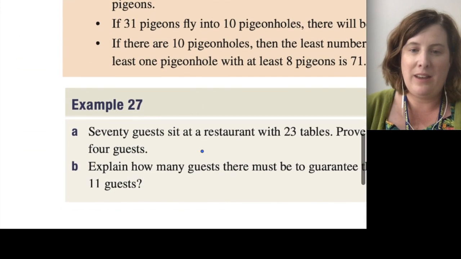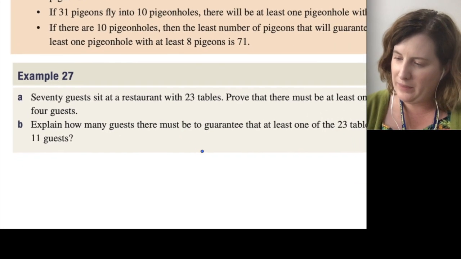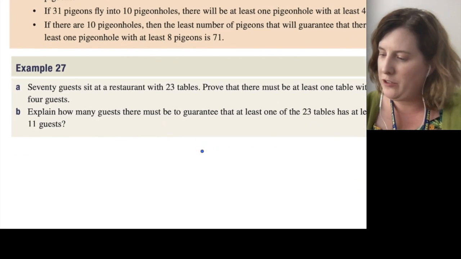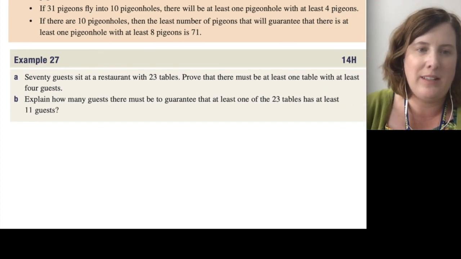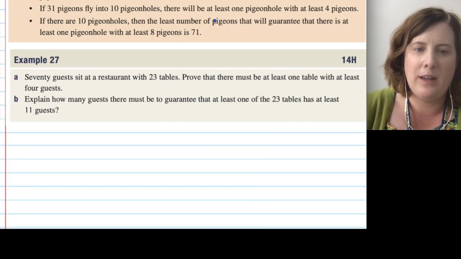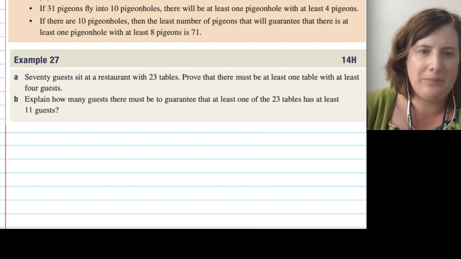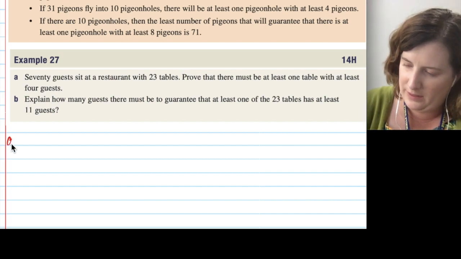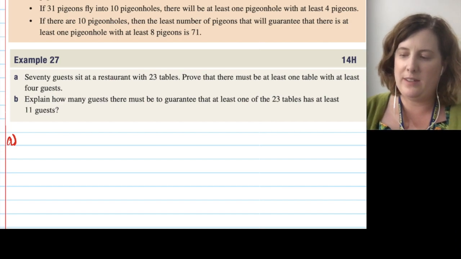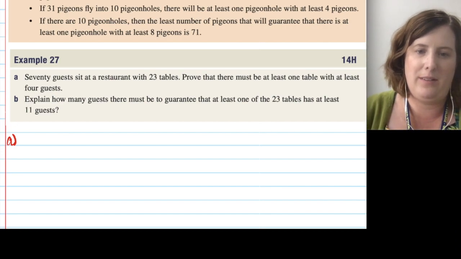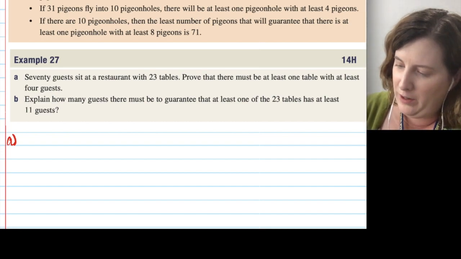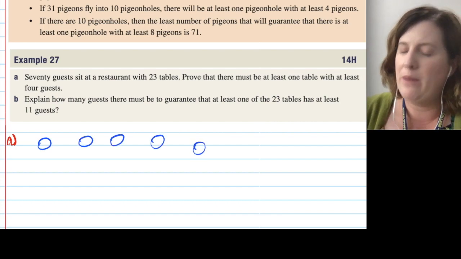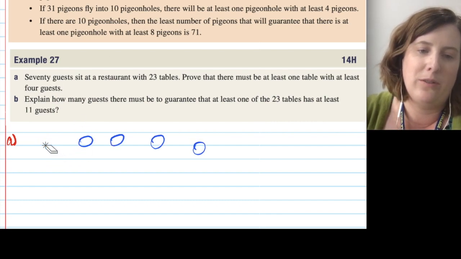That's kind of it. So let's have a look at the first example now. 70 guests sit at a restaurant with 23 tables. Prove that there must be 1 table with at least 4 guests. Let me get some lines on this page. I work best with lines. So we've got 70 guests at a restaurant with 23 tables. I'm not going to draw these all. You do not need to draw these all.